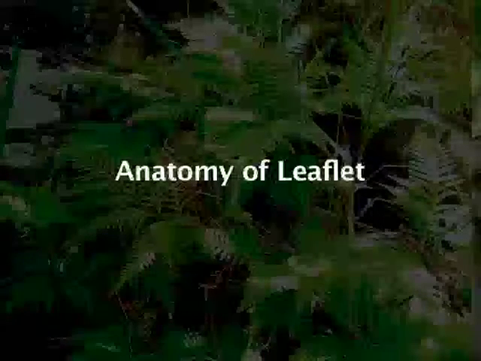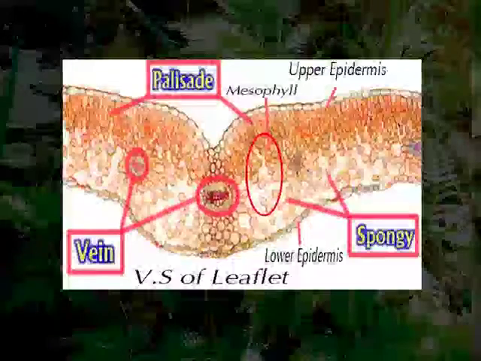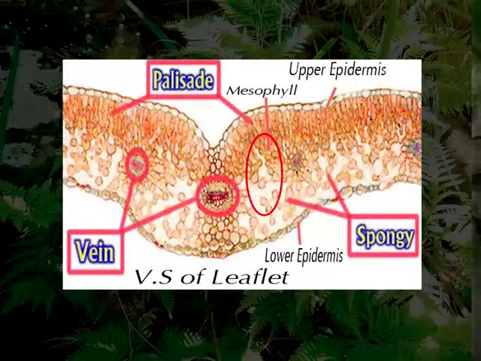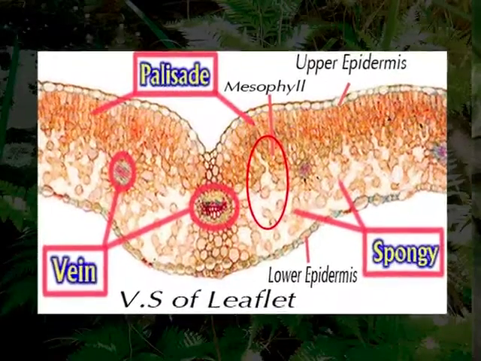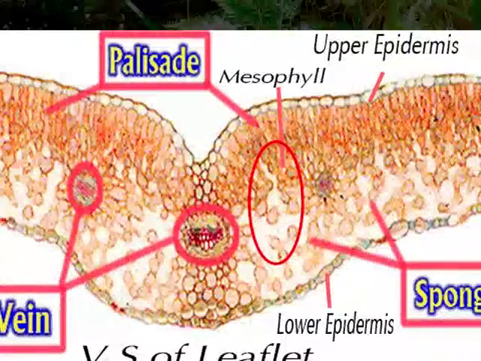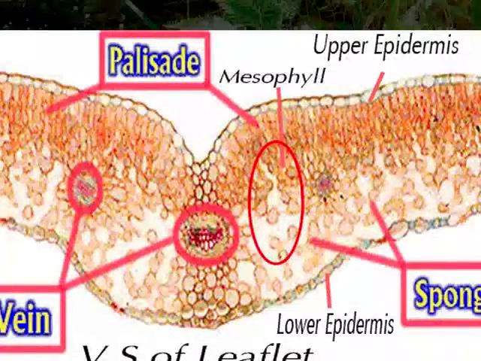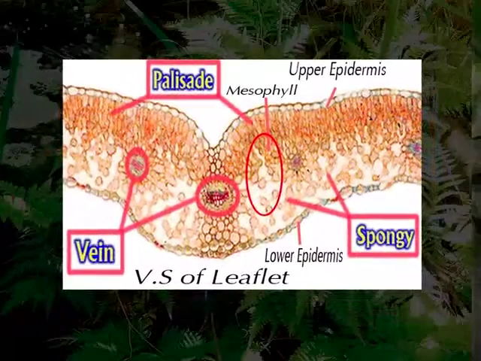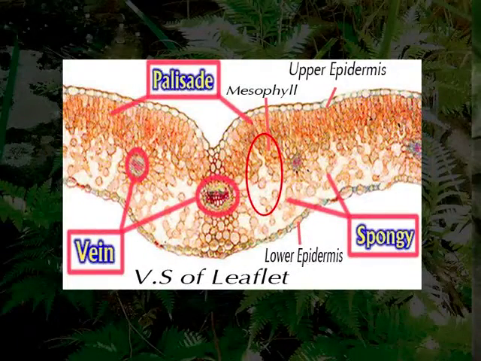Now the anatomy of leaflet. Leaflet has epidermis, mesophyll and vascular bundle. The epidermis is single-layered, present on both the upper and lower surfaces. It has stomata only on the lower epidermis. The mesophyll is either homogeneous or differentiated into upper palisade and lower spongy with broader intercellular spaces.